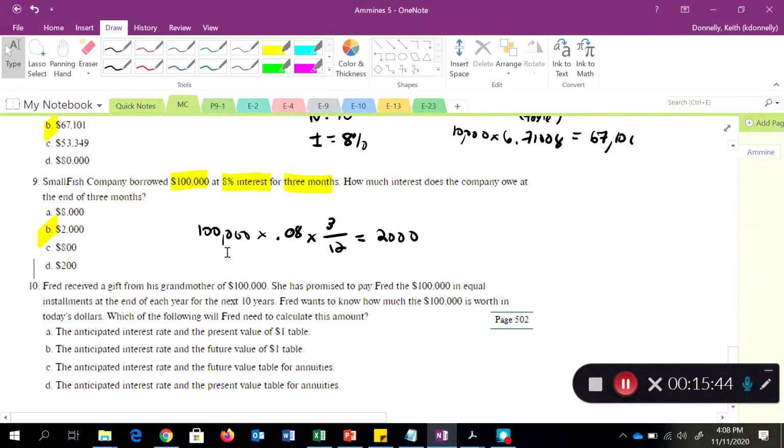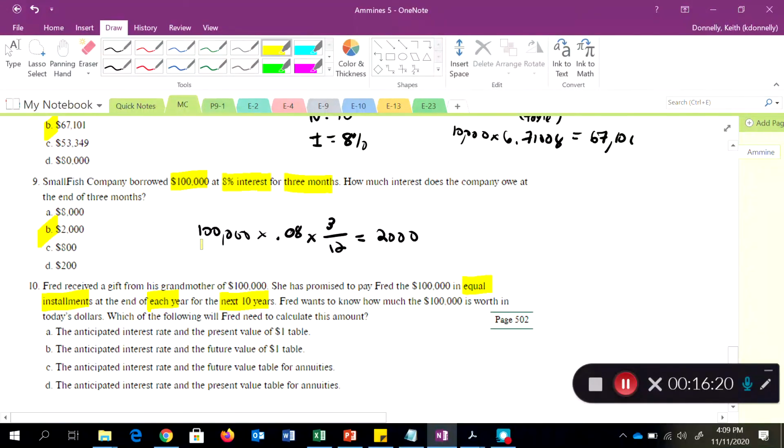Finally here, we're going to do number 10. Fred received a gift from his grandmother of $100,000. Looks like she has promised to pay Fred the $100,000 in equal installments. Uh-oh, that's probably an annuity, right? It's an equal installment each year for the next 10 years. Fred wants to know how much the $100,000 is worth in today's dollars. Which of the following will Fred need to calculate this amount?